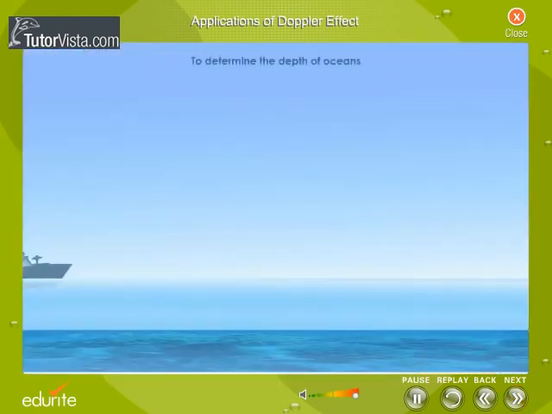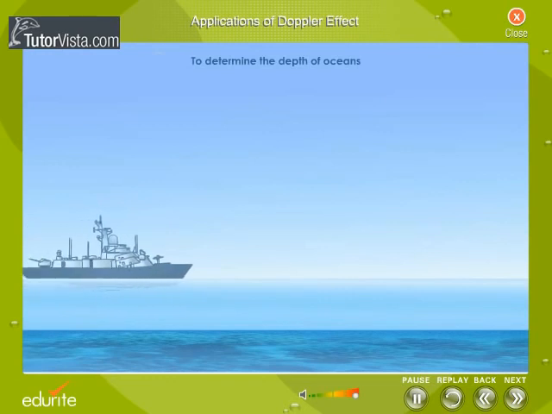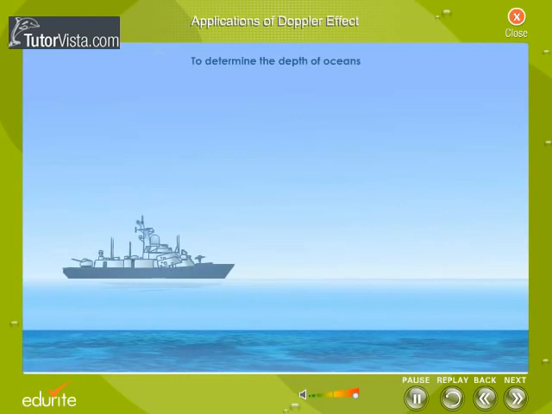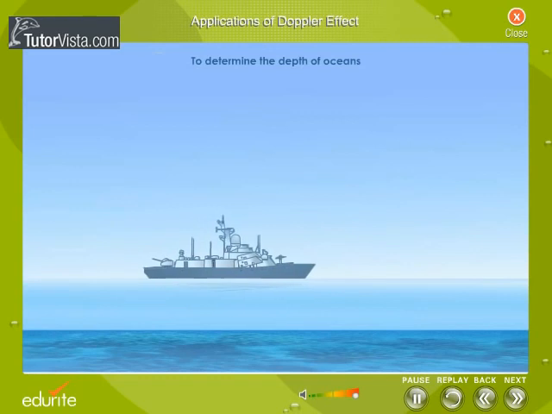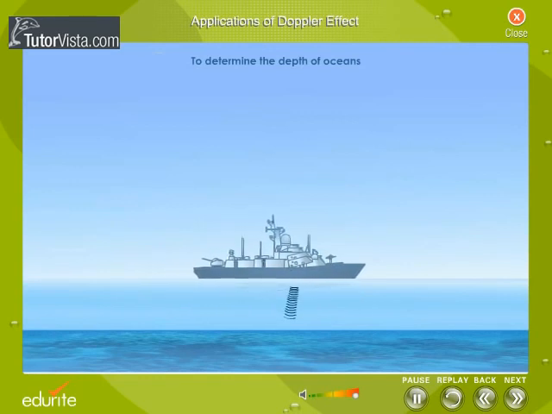To determine the depth of oceans, we can apply the Doppler effect for estimating the depth of the oceans. For this, we make use of sonar. A transmitter from a ship transmits sound waves towards the ocean floor. These waves are then reflected by the ocean floor and are received by the receiver.